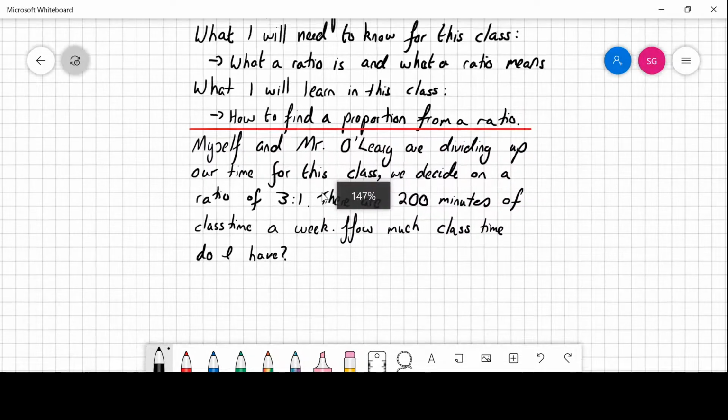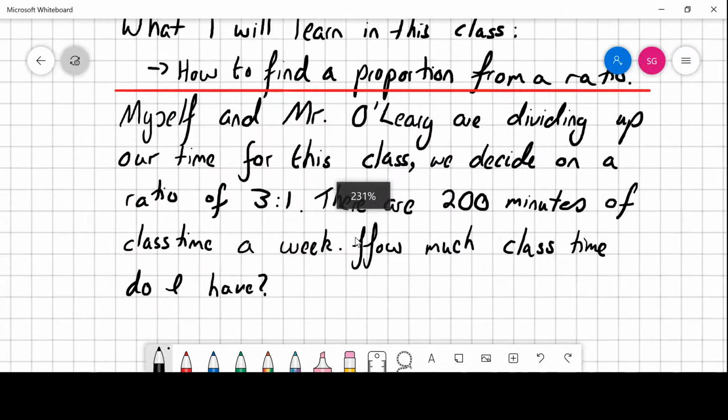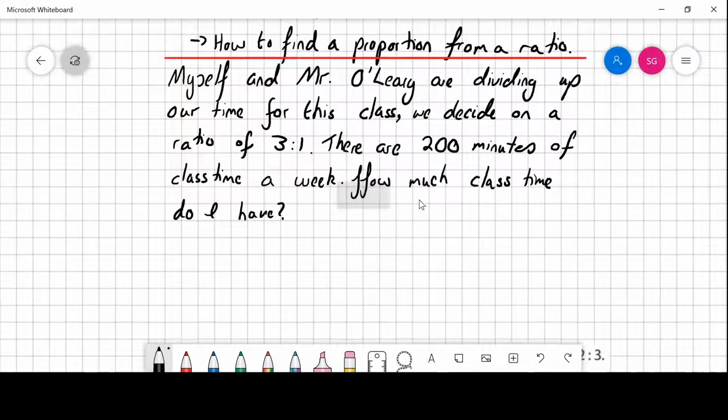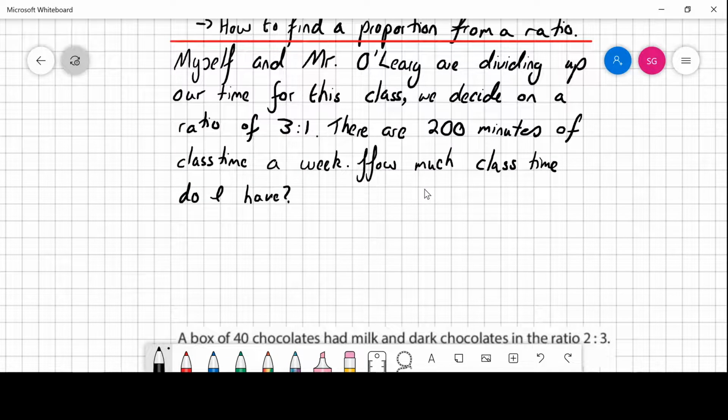So let's zoom on in here and we'll have a quick look at this kind of situation that I've come up with. Okay, so myself and Mr. O'Leary are dividing up our time for this class. We decide we're going to use a ratio of 3 to 1. So I will take on 3 minutes for every 1 minute Mr. O'Leary does. There's 200 minutes of class time in a week. How much class time do I have?